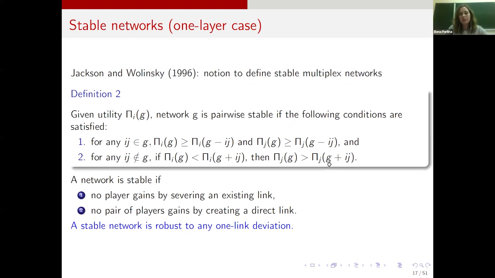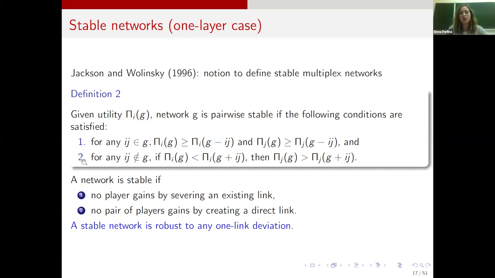Now I will present to you the notion of the stability concept, a well-known concept of stability represented by Jackson and Wolinsky. It was defined for the one-layer network, and the network is called pairwise stable if these two conditions are satisfied. So the first condition means that if a link exists, nobody wants to delete this link because they cannot gain from deletion of this link.